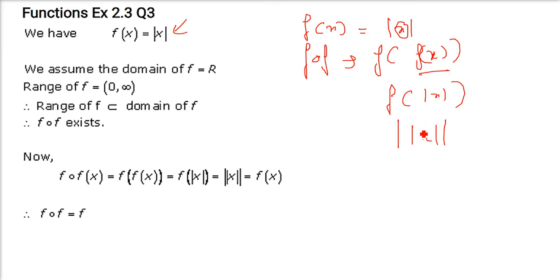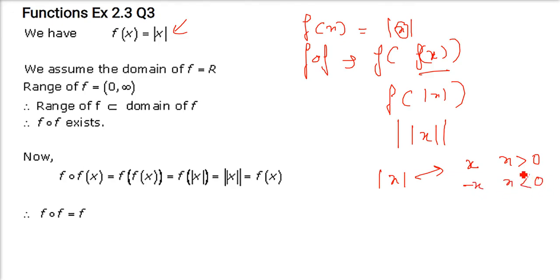So are they same or not? Mod x and double mod x, they are same. Because how do you define mod x? You define mod x as x when x is greater than 0, and it will be negative of x if x is less than 0.